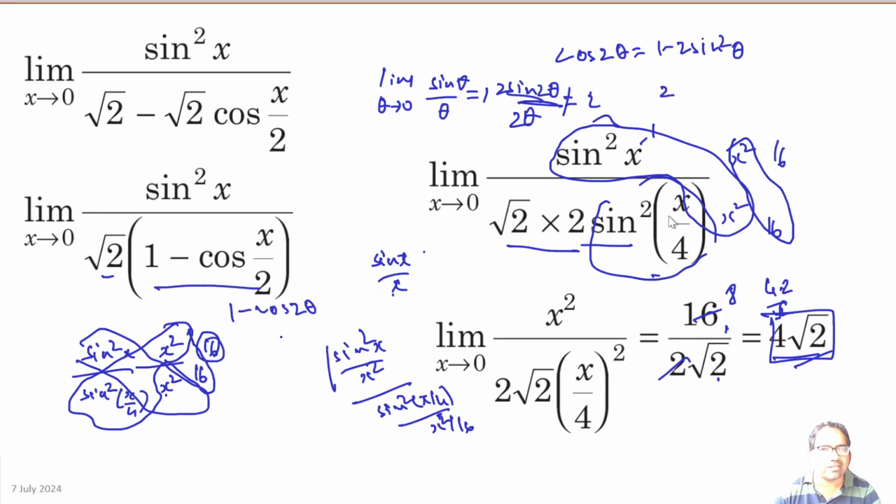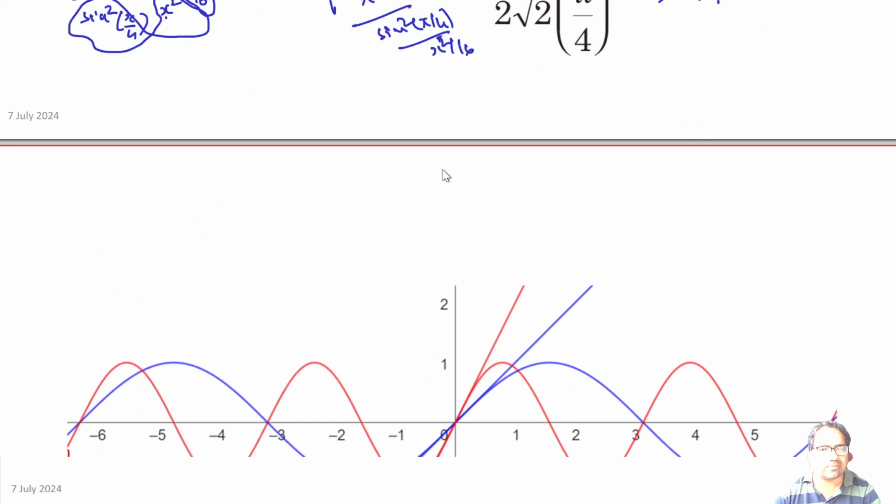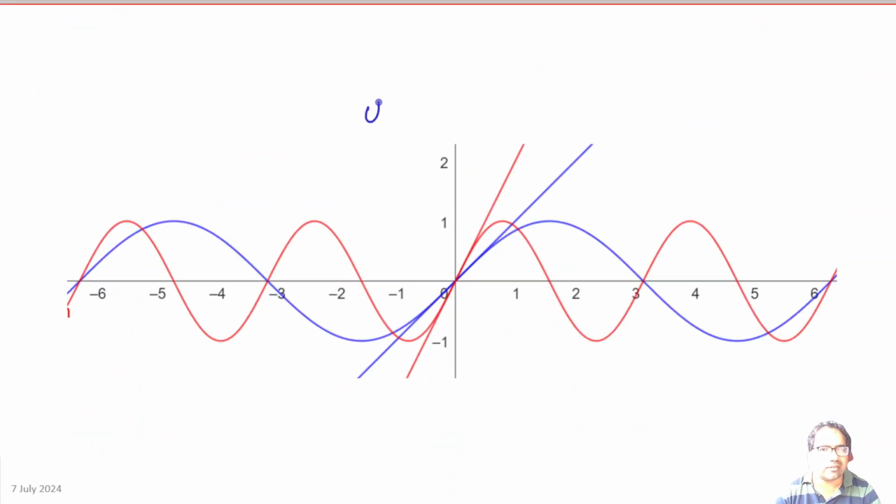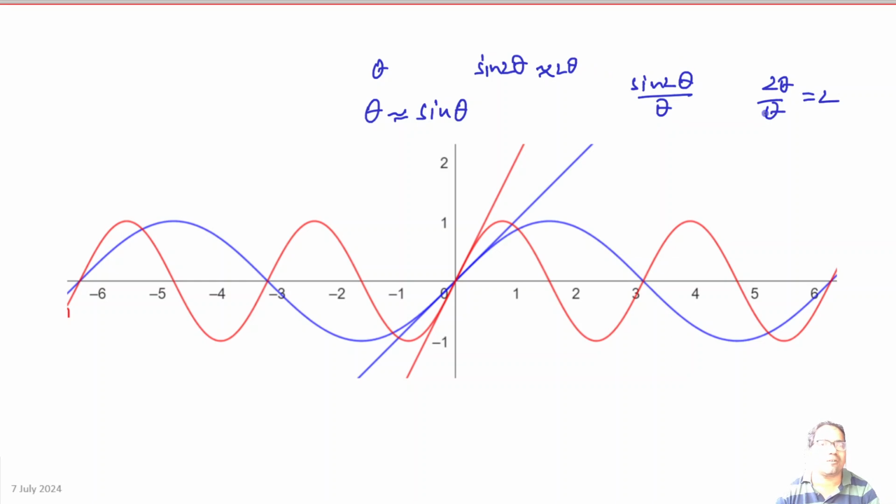Please understand the graphical significance also. When theta is very small, then theta is equal to sin theta. Similarly, when theta is very small, then sin 2 theta should be equal to 2 theta, not theta. So sin 2 theta by theta, when theta is very small, should be equal to 2 theta by theta, which is equal to 2. Not 1. Please note, though both are tending to 0, it should be equal to 2.